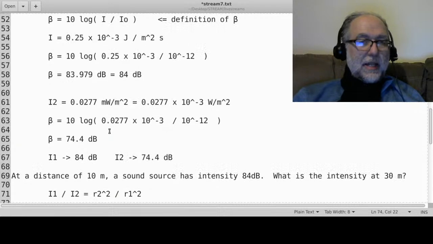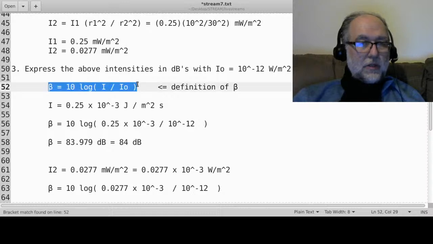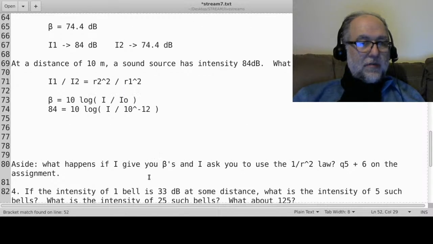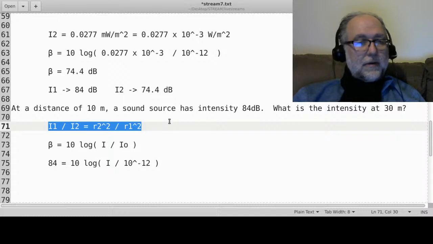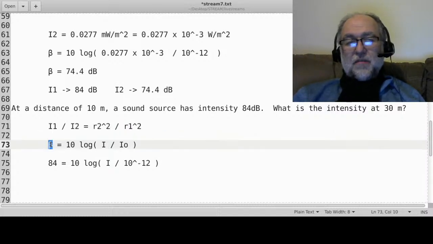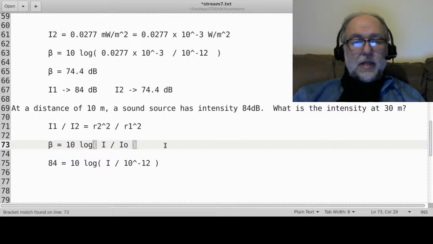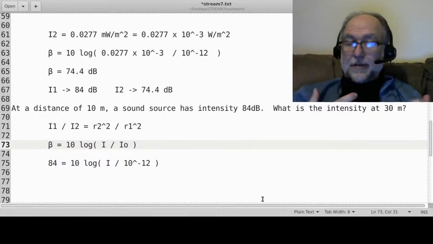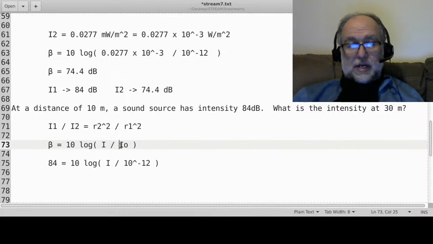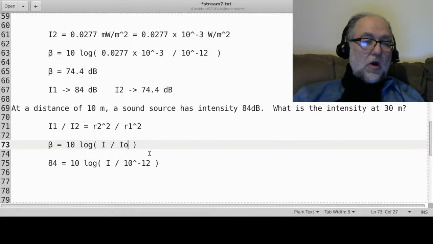Okay, so you see what I did? Let me do that again. Try not to go too fast. I start off with this formula. I know I have to use the inverse R squared law, but the inverse R squared law has I's in there, and you gave me beta, so I have to turn beta into I. Think of this formula as a conversion formula. It switches beta to I and I to beta. And again, I naught is just a constant. So I give you beta, you have to convert it to I.